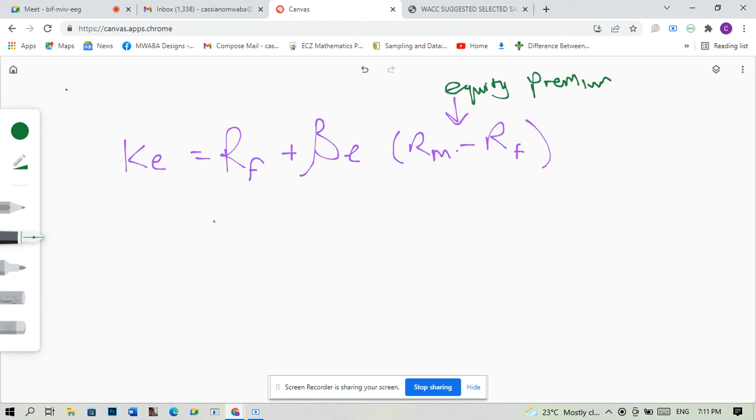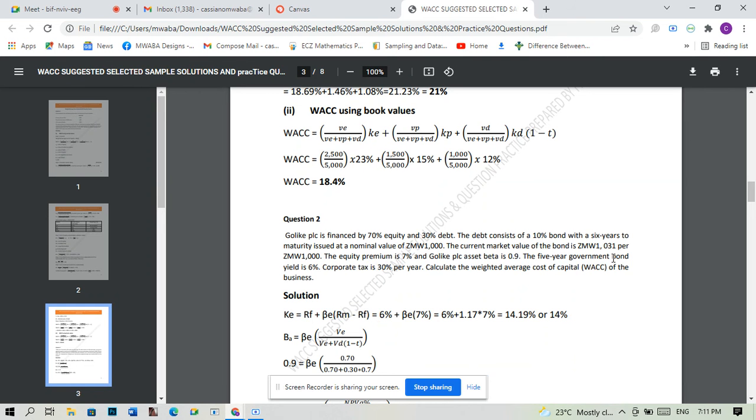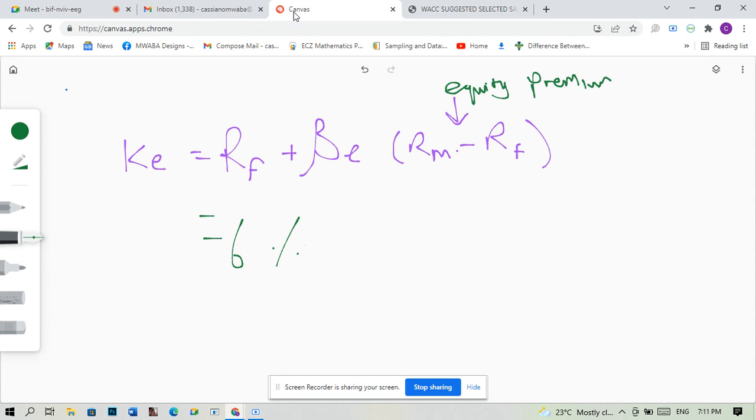All right, so now we're going to put in our values. Our risk-free rate was 6%. Let me refer to the question where I'm getting the 6%. This bond yield is 6%, so we'll take this as our risk-free rate. That's 6% plus our equity beta is 1.17. Then our equity premium is 7%. So can we type in the calculators?